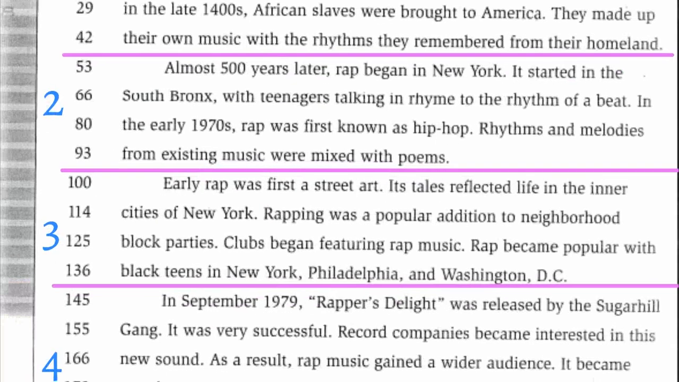Let's look at paragraph 3. Early rap was first a street art. Its tales reflected life in the inner cities of New York. Rapping was a popular addition to neighborhood block parties. Clubs began featuring rap music. Rap became popular with black teens in New York, Philadelphia, and Washington, D.C.